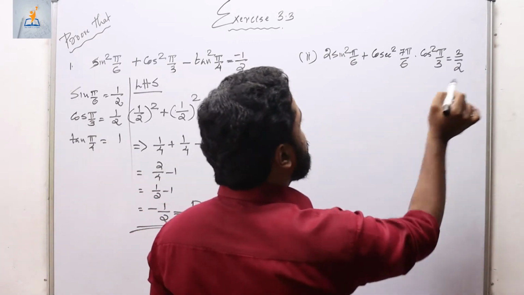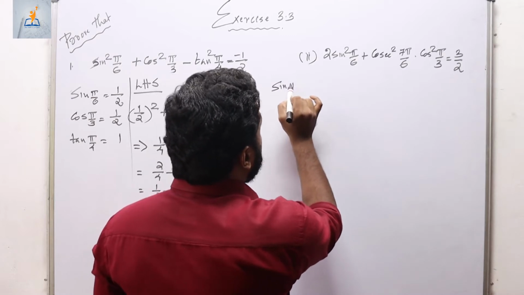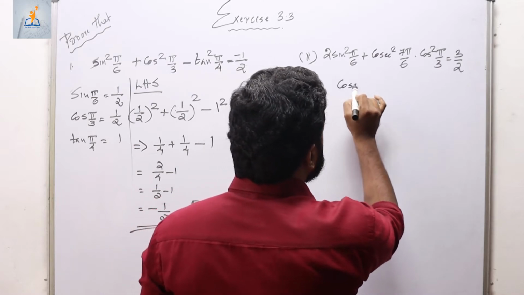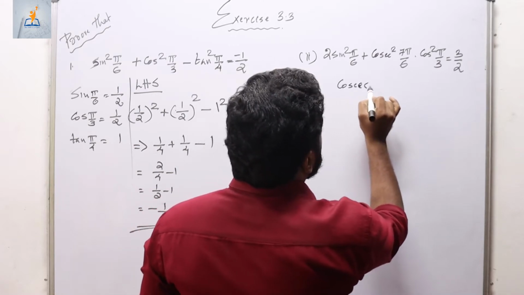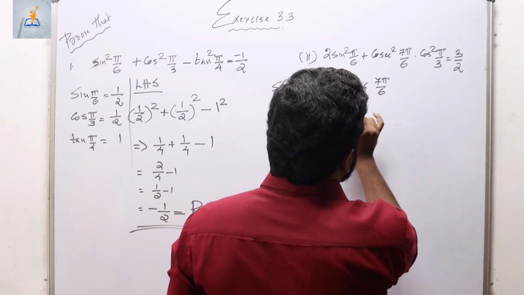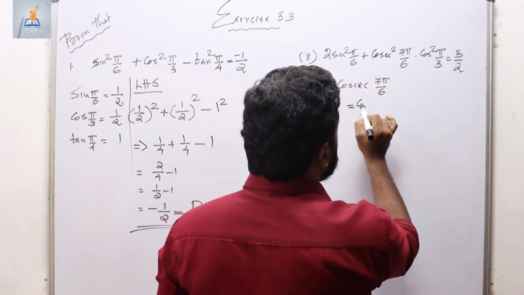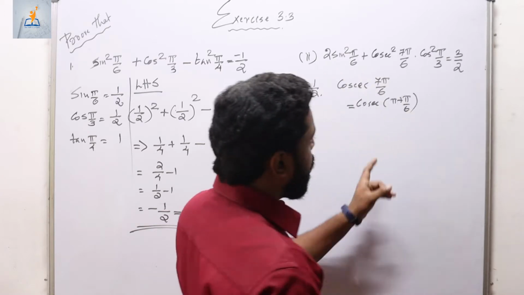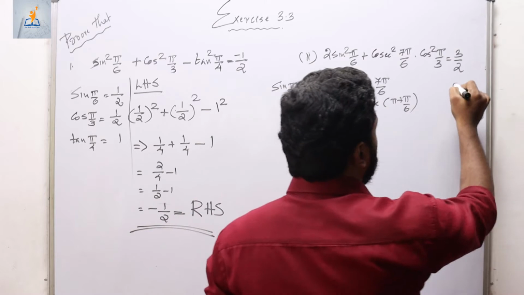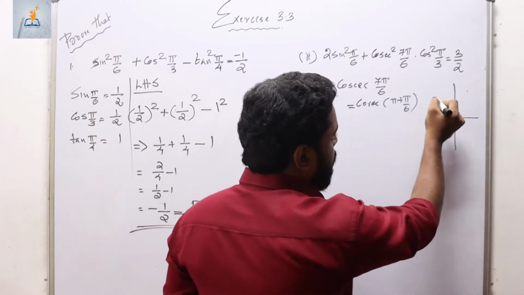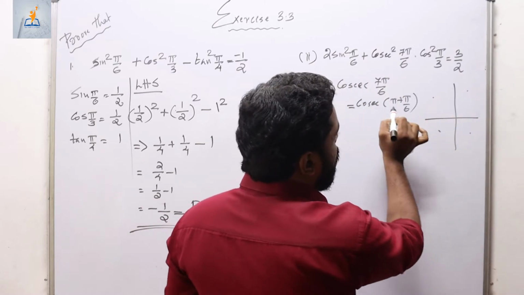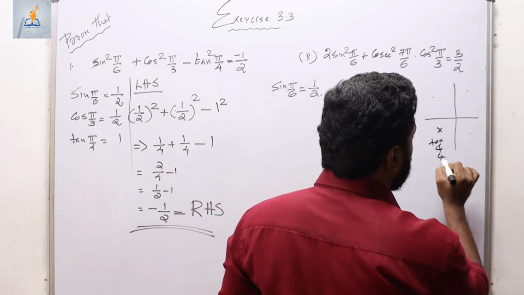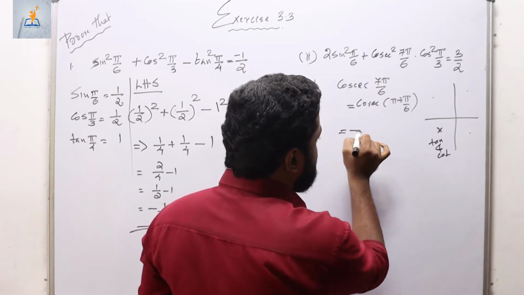Here also we know several basic values. We know that sine pi by 6 is equal to 1 by 2. Now we want cosec 7 pi by 6. We can convert this angle into cosec pi plus pi by 6, isn't it? Correct. Cosec pi plus pi by 6. Now we know this is the first quadrant, second quadrant, third quadrant and fourth quadrant. Pi plus pi by 6 will definitely lie here. Here only tan and cot are positive. So the answer will be negative.